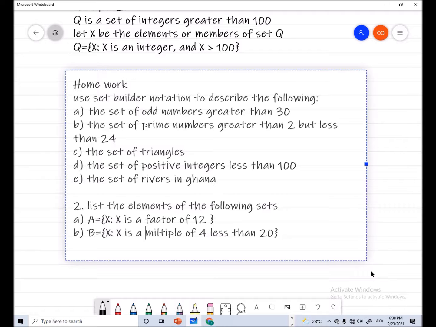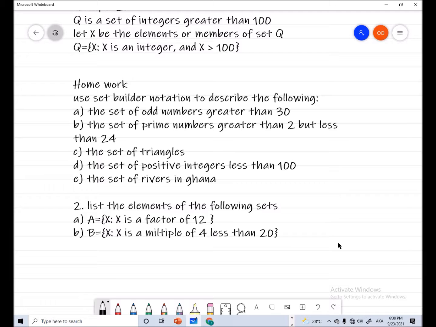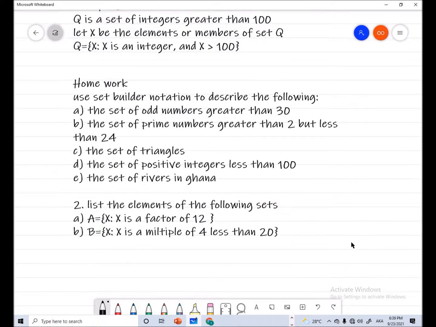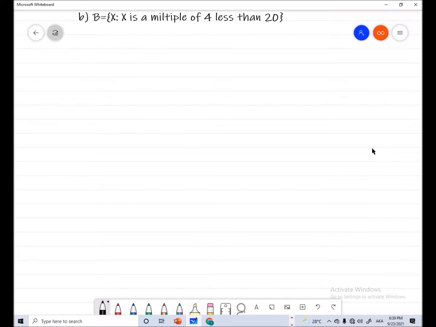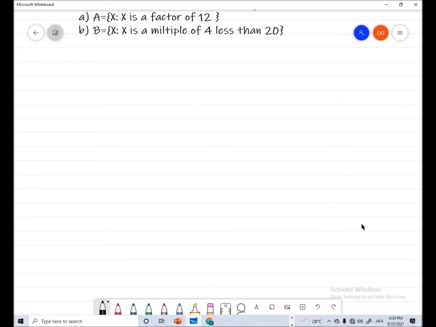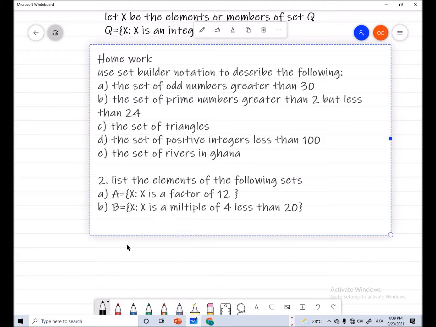Okay, so this is the exercise that you are going to do. It's a homework, so the next time that we come, we are going to tackle this exercise before we continue. Do this homework, and the next time we meet, we will solve it before we go to the next topic.